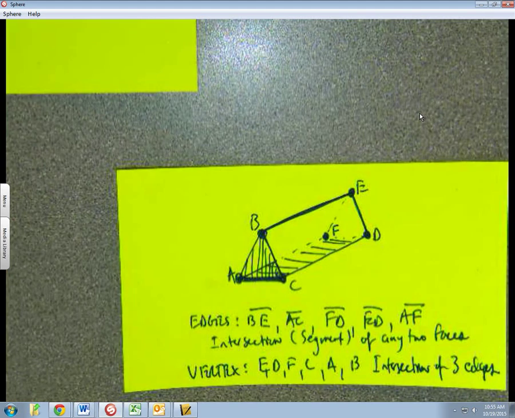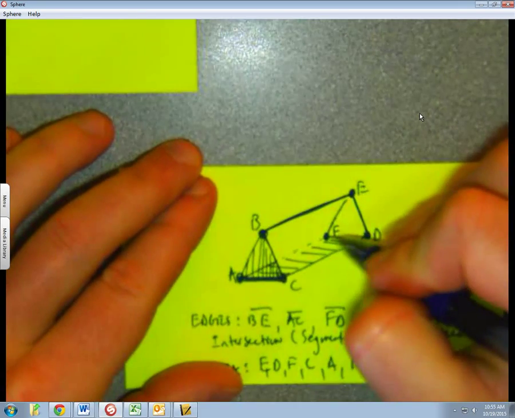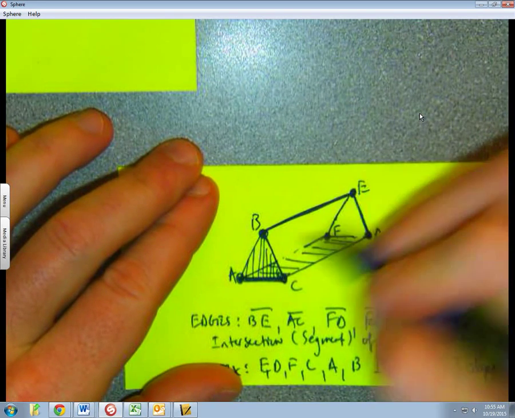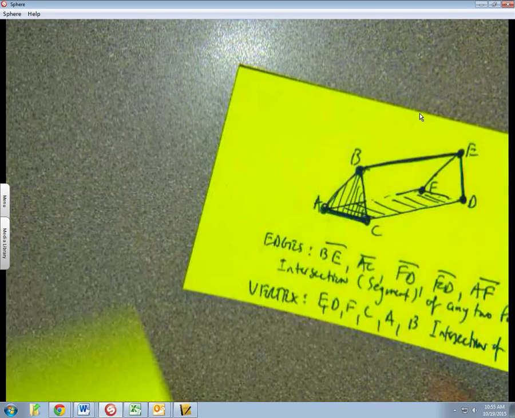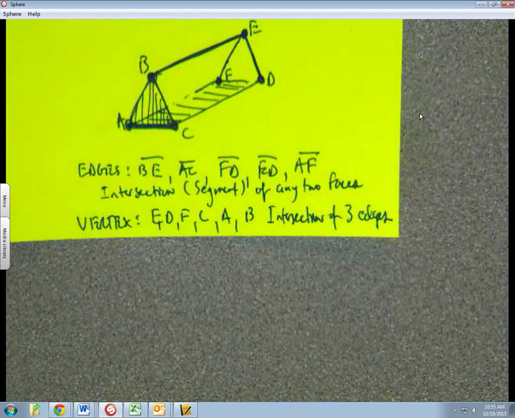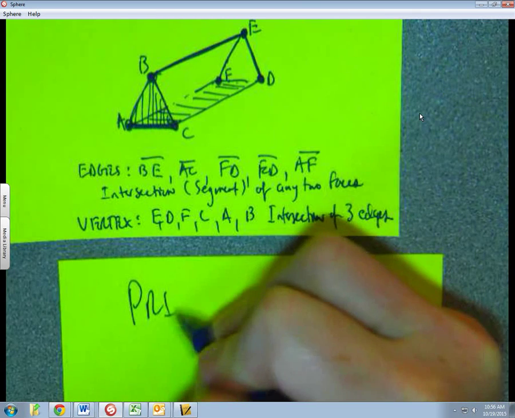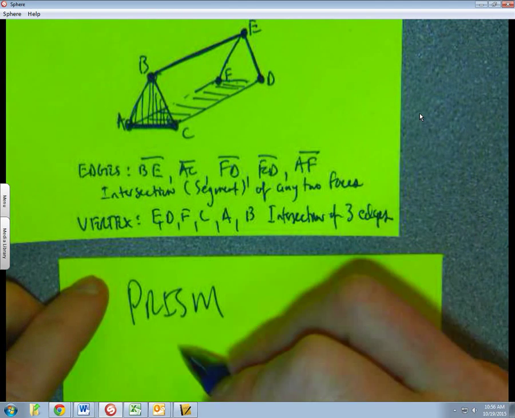This guy would be the intersection of this, that, and that. I'll intersect there. E would be the intersection of boom, boom, and boom. B, boom, boom, and boom. Alright? So that's how that works. Edge vertex. I'll leave this up here for a minute if you need to get caught up on that. And then we're going to talk about prism. Faces and lateral.